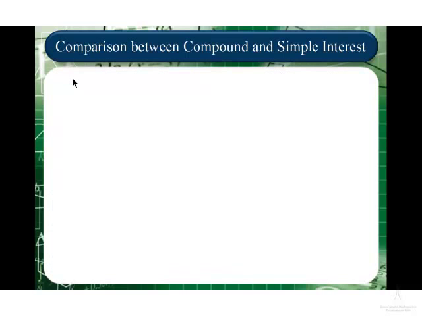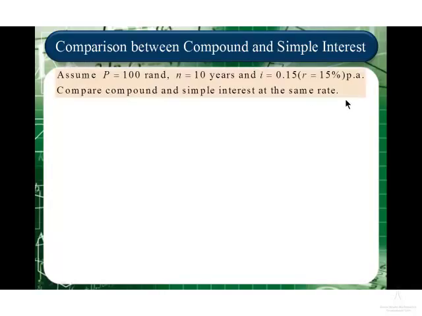We will end off this discussion by looking at a comparison between compound and simple interest. Let's use exactly the same example as before, where we invest 100 Rand, the principal P, over a period of 10 years, and the interest rate in this case is 15% per annum as indicated.